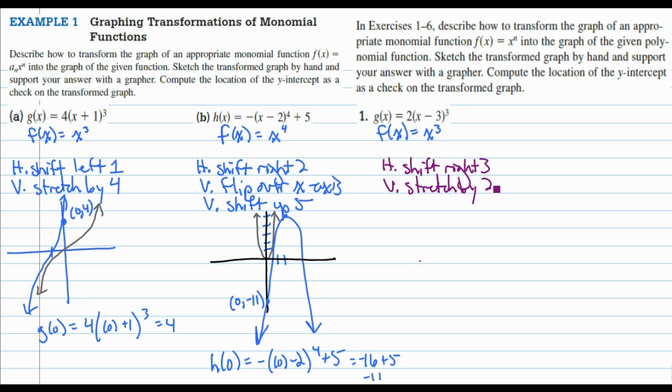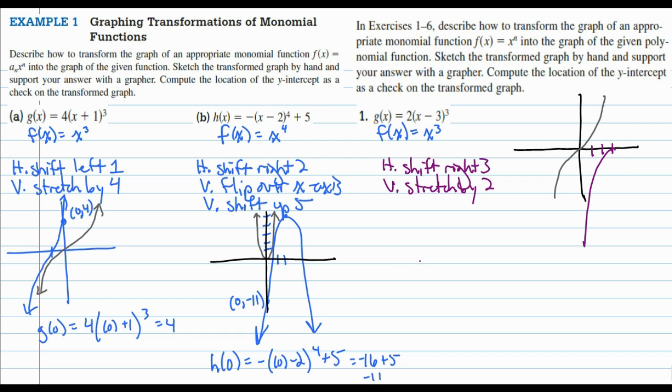So I described the transformations, now I sketch the transformed graph by hand and support my answer with a grapher. Okay, so I will do that. So horizontal shift right 3 first. The basic x cubed function, that is one of our basic functions, looks like that. Now we're going to shift it right 3 and make it tall and skinny because it got a vertical stretch. I don't know if that's right. It got a vertical stretch by 2.